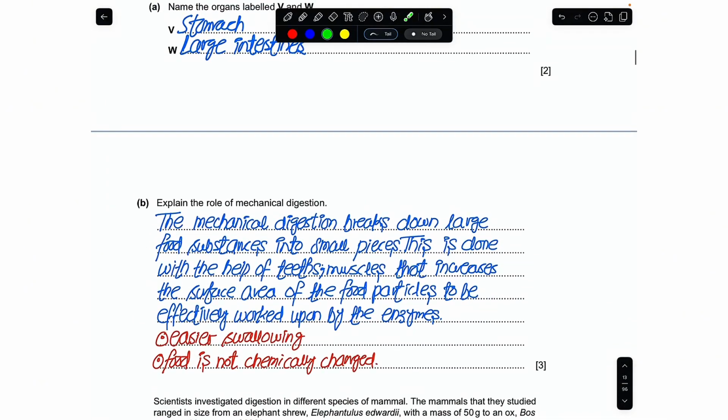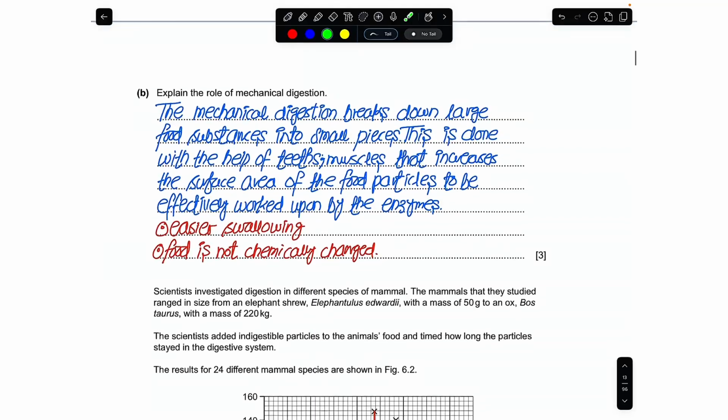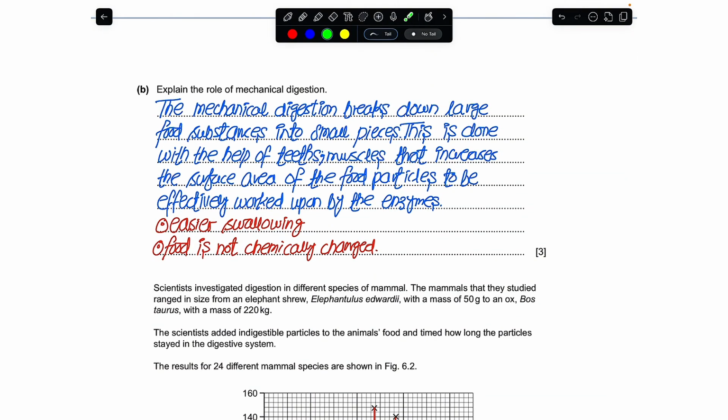Now here for 3 marks, what the examiner wanted was that you explain the role of mechanical digestion. What we are familiar with is that within the alimentary canal, the digestion could be mechanical or chemical. Wherever mechanical digestion is involved, there would be no enzymes doing the breakdown of the food, but rather some physical processes would be involved.